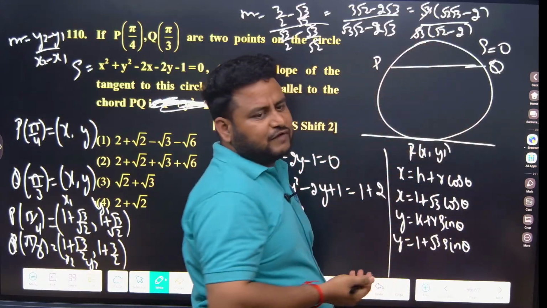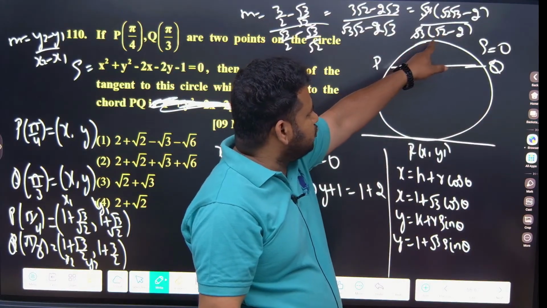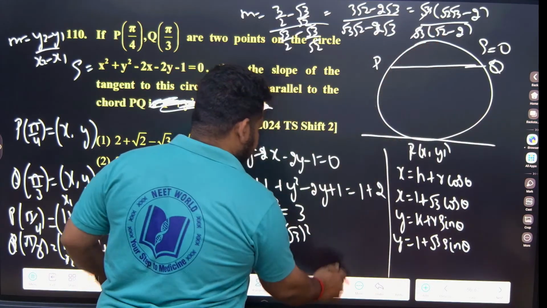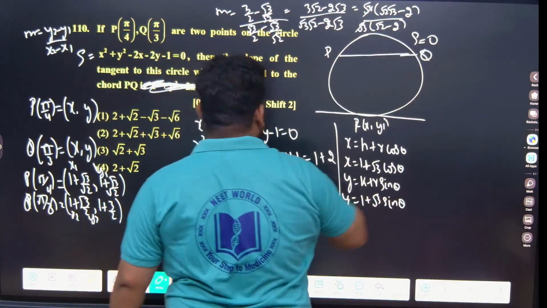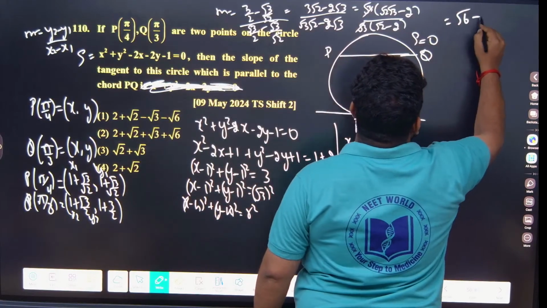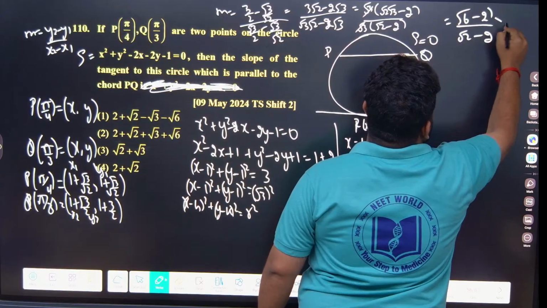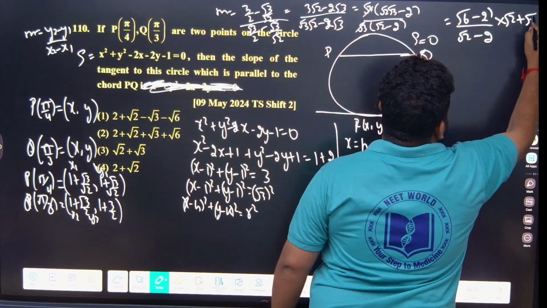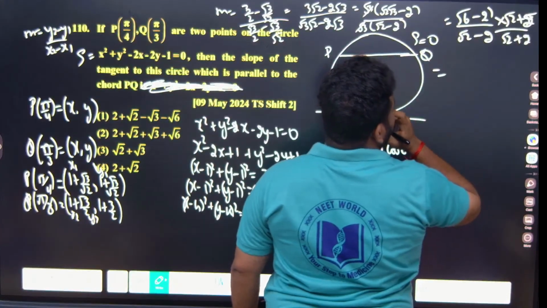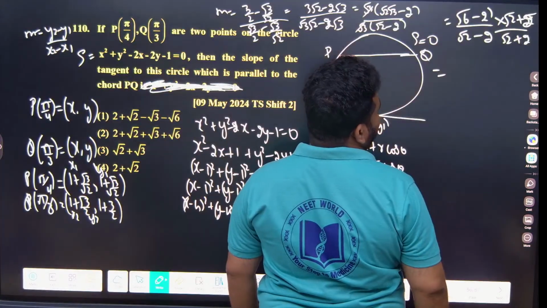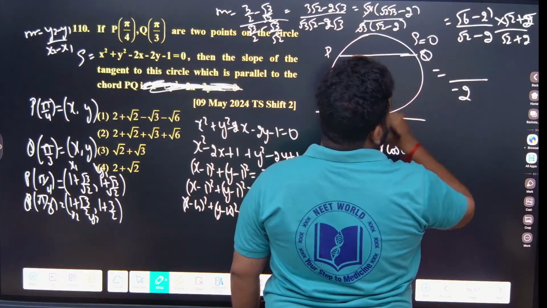Now let me do rationalization. So root 2 root 3 minus 2, let me do it here. This will become root 6 minus 2 by root 2 minus 2, into root 2 plus 2 by root 2 plus 2. Root 2 plus 2 times root 2 minus 2 is 2 minus 4, which is minus 2. The denominator will be minus 2. Numerator will be?